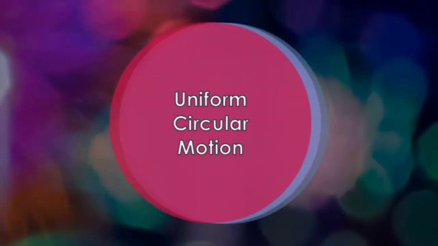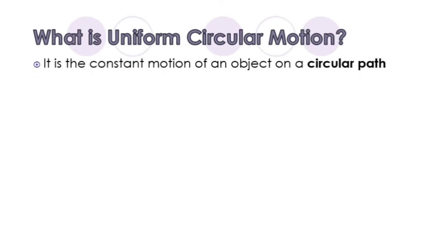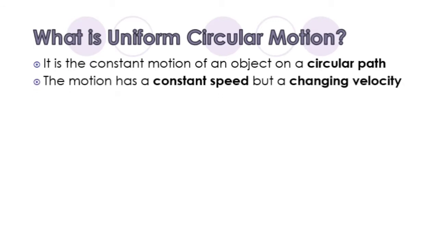Today we're taking a look at uniform circular motion. What is uniform circular motion? It's the constant motion of an object on a circular path. The motion has a constant speed but changing velocity.